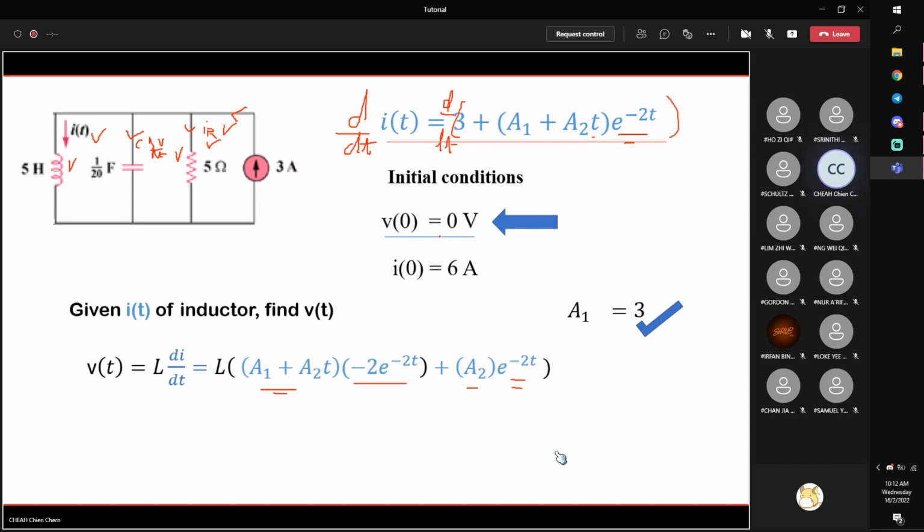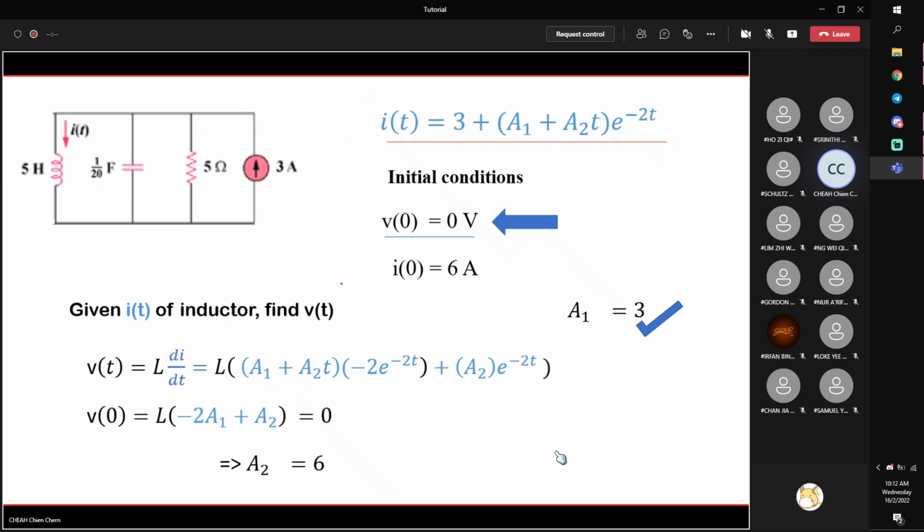Okay, let's go back to this initial condition. So we are in the process of finding A1 and A2. We have found A1. Now we are finding A2. Based on this initial condition, V0 is equal to 0. But what we have is current, so we must differentiate it, relate to the voltage, right? And the voltage across the inductor is also the voltage across the capacitor. Remember, this is the voltage across the capacitor, right? But they are parallel, so they are the same.